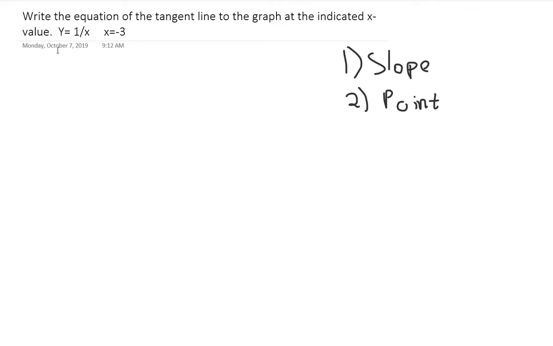So if you want the equation of the tangent line, you need two things. You need the slope, which is the derivative, and then a point. And so for the point, we already have the x-coordinate, x equals negative 3. So we need to find the y component, and that should be pretty easy. But let's work on the derivative first.